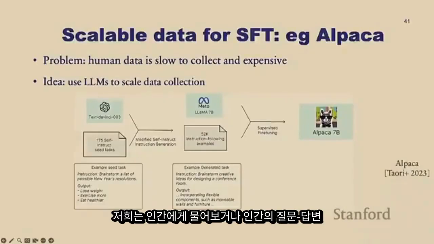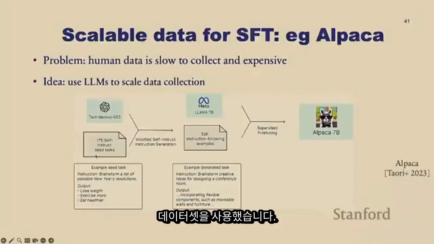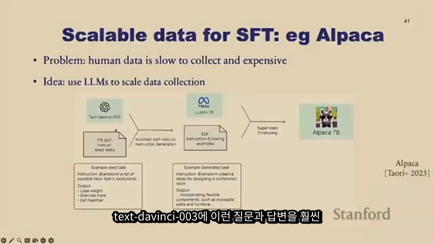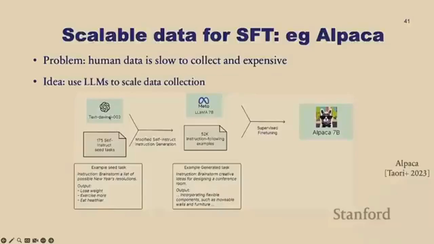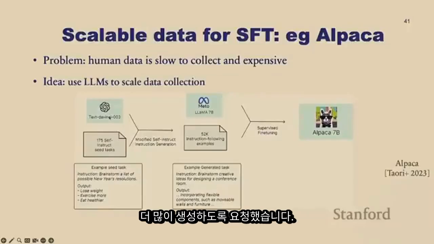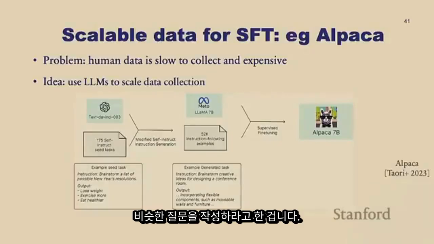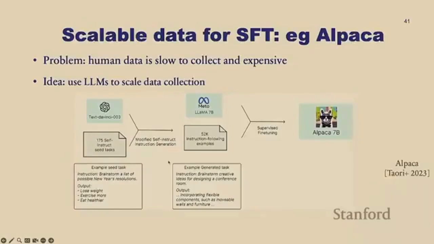What we did is that we used a data set of human question answers. So there were 175 question answers here, and we asked the best model at the time, TextDaVinci 003, to basically generate many more of these question and answers. So all we did is, this is what humans would write, now write similar answers and similar questions. And we collected 52,000 LLM generated question answers.